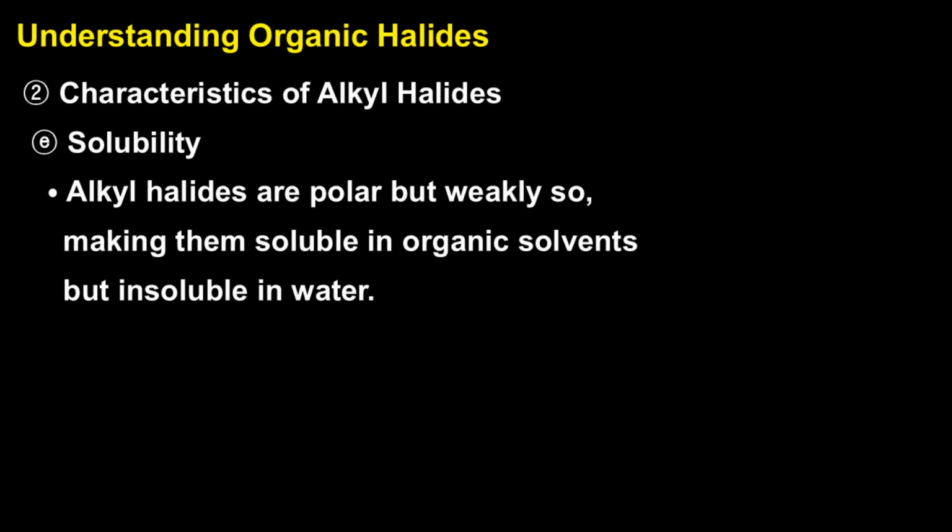Alright, that's our overview of organic halogen compounds. We looked at their types, properties, and reactivity, and saw why alkyl halides are such key building blocks. In the next lesson, we'll talk about how to make them, the key reactions that form alkyl halides.